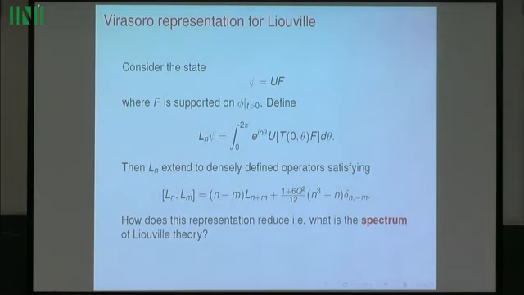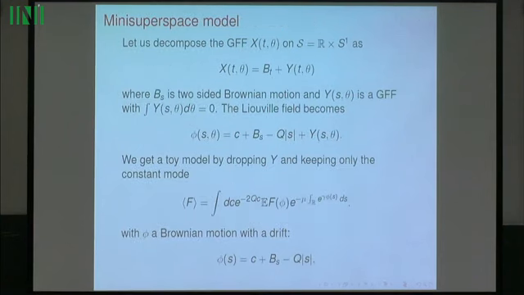Now, the remaining question is, how does this representation reduce? So there's a representation of this infinite dimensional algebra. What is the spectrum of the theory? Can we use this algebra to actually solve the theory? And let me explain to you something which in physics has a very fancy name, but you will see that this will be very simple. It's called the mini superspace model.